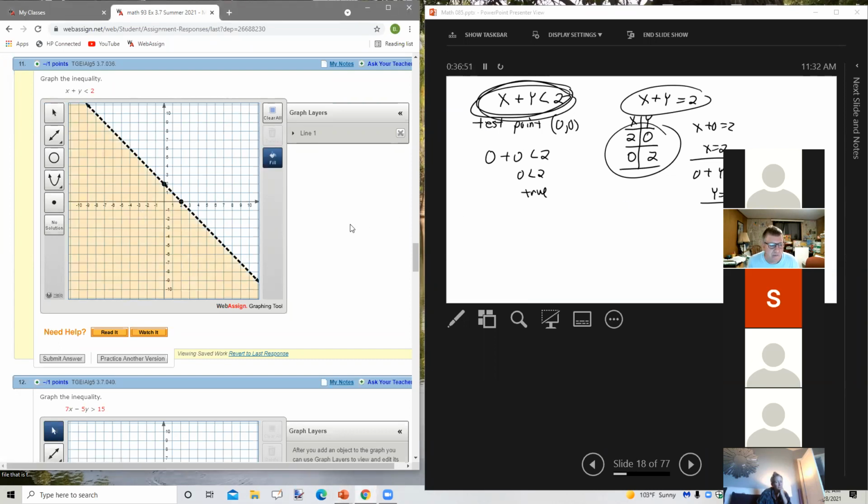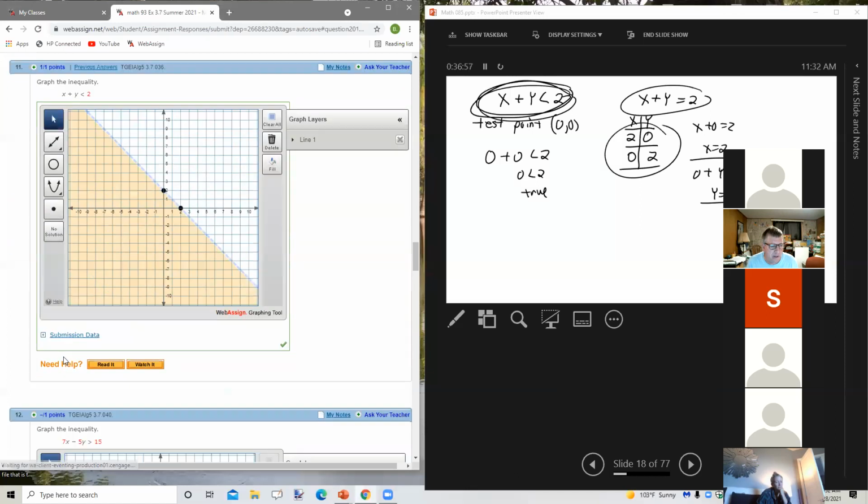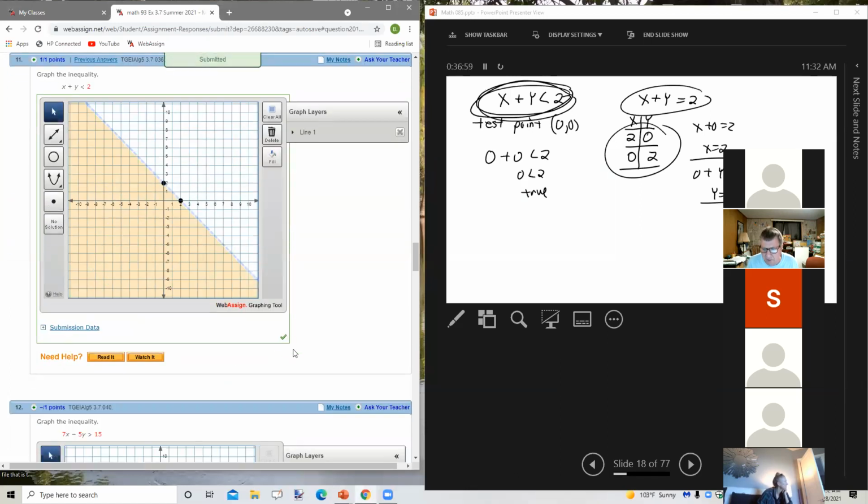Okay, so if I've done everything correctly, when I go over here and put submit answer, it should come back and tell me, yay, see, it's got a green arrow there.